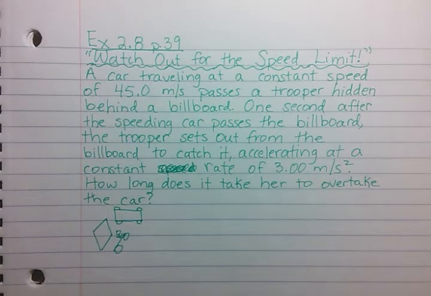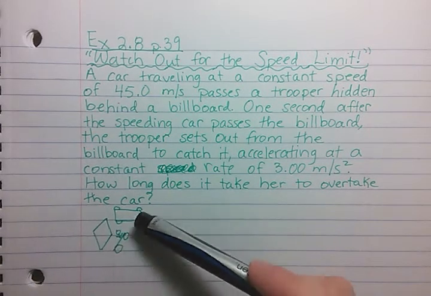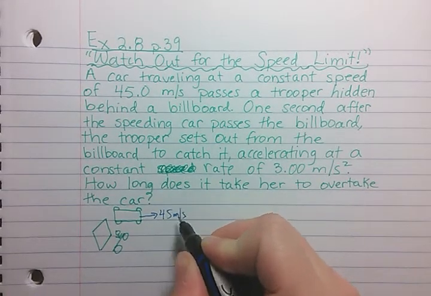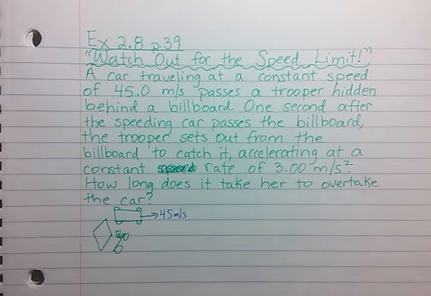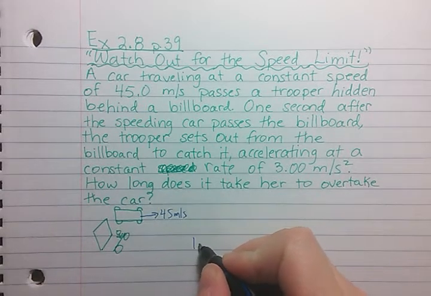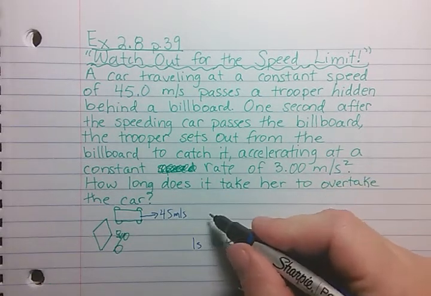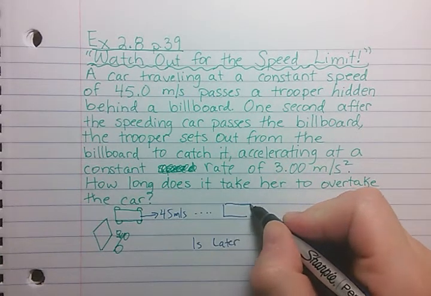So, remember, our first step is to visualize the problem, and I've already started drawing it out for you. Here is the billboard, the trooper, and the car. And the car is going at 45 meters per second. Okay, so this is when the car passes the billboard. Now, the trooper does not set off until 1 second after that happens. So, 1 second later, the car will be, let's say, here.